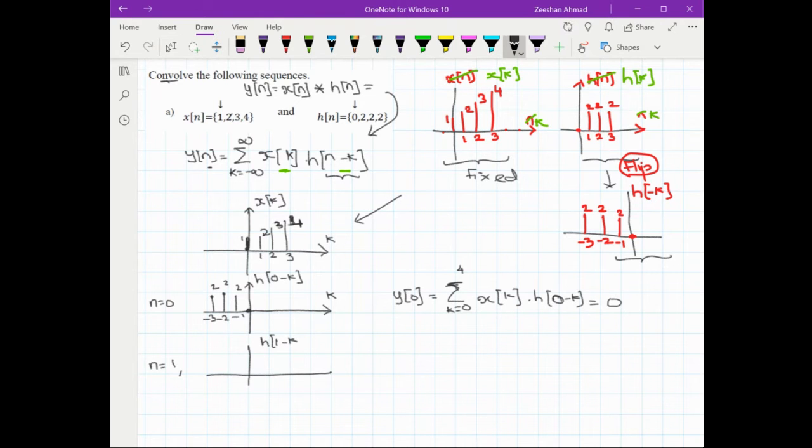In h of 1 minus k, basically, what we are going to have, this will be shifted to the right here. Okay, this 1, 0 will shift to the 1. This sample at minus 1 will shift to 0 here. Okay, and the sample at minus 2 will shift to minus 1 here, and the sample at minus 3 will shift to minus 2 here.